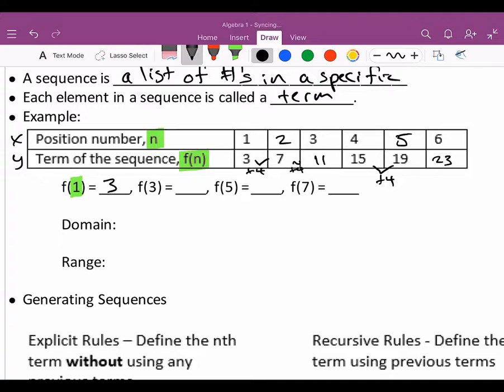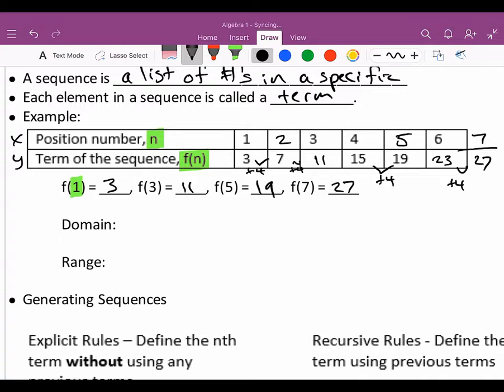Basically, that's saying, what's your first number? What's the first term? And then for f of 3, what's the third number? What's the third term? Which would be 11. f of 5, and I'm just looking at the table over here. f of 5, what is the fifth number in that pattern? 19. f of 7, what's the seventh number? Well, it's not on the table, but I can figure that out. If I just continue this and add 4, which would be 27.